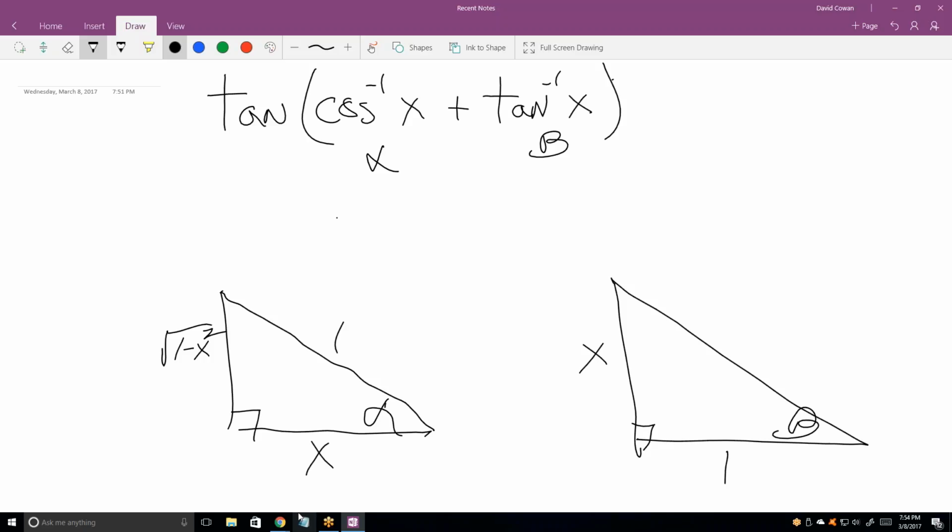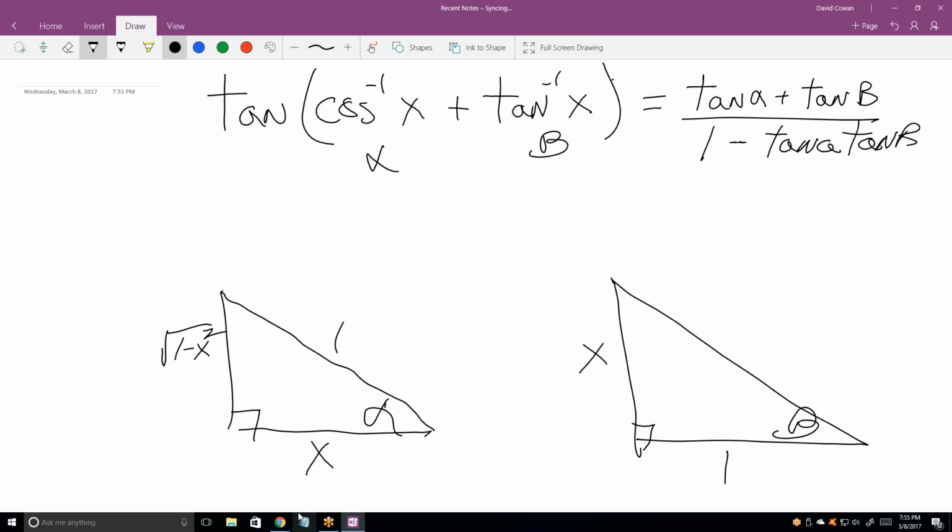You'll see why. So what is the tangent of alpha plus beta using the sum and difference formula equal to? Here, I'll do it up here so I have room. So it's what? Tan A plus tan B over 1 minus tan A tan B.